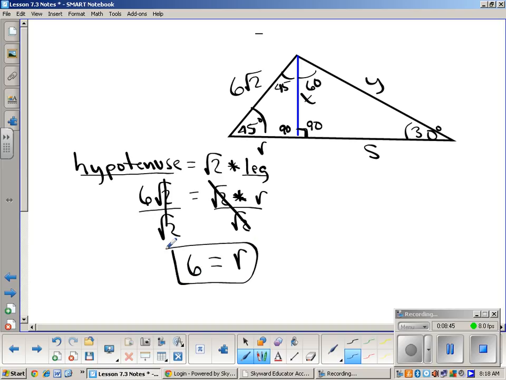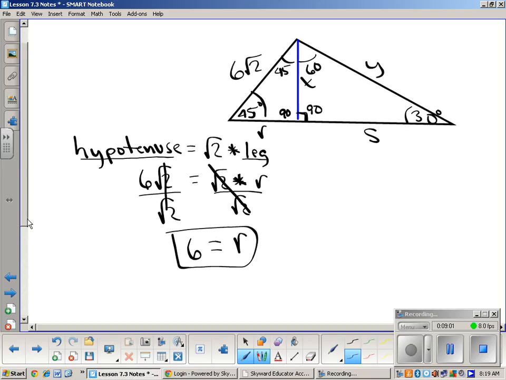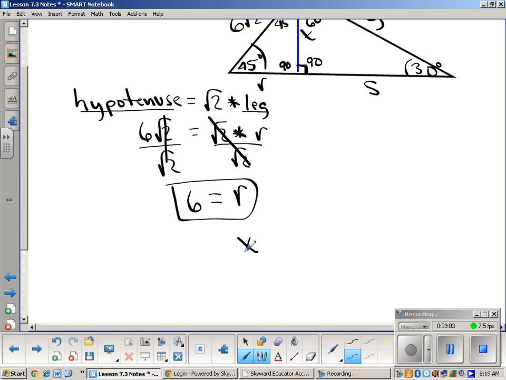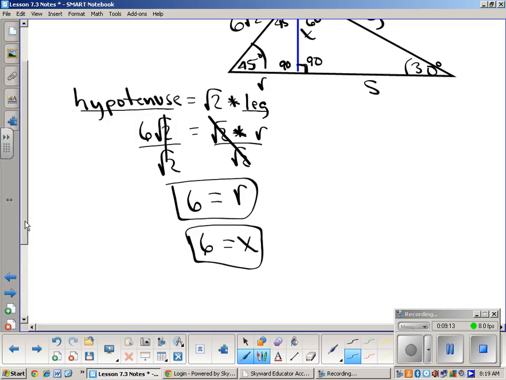Certainly wasn't arguing with you. You were right. And that's exactly what I like about these problems. Many times you can look at it and know the answer right away. You know what the other sides are. You know all the information. Okay? So if R is 6, what's X? 6. They have to be congruent, right? In a 45-45-90, the two legs have to be equal. So if R is 6, then X is 6.